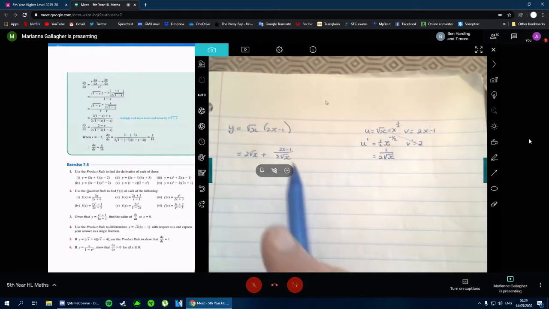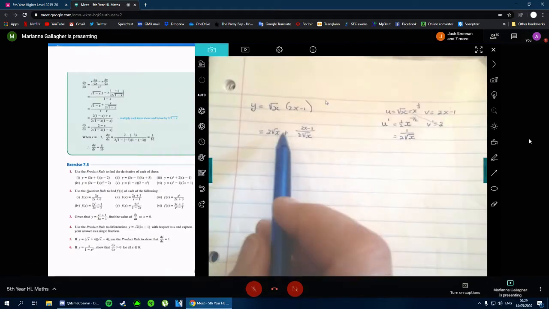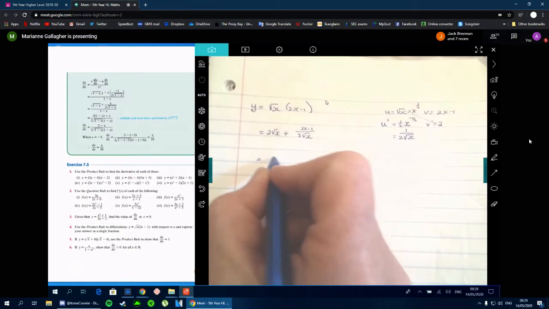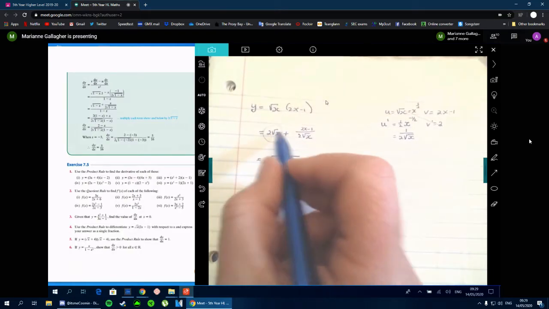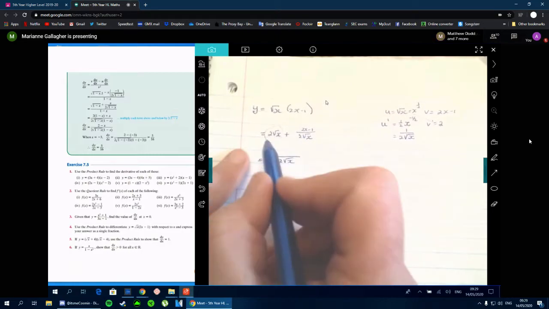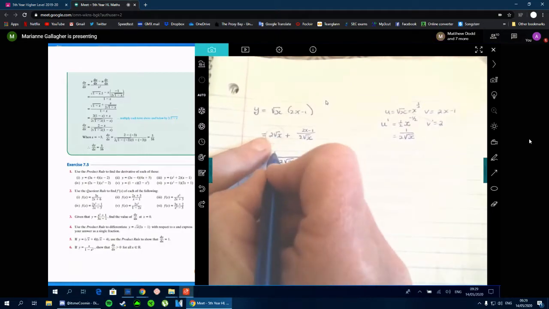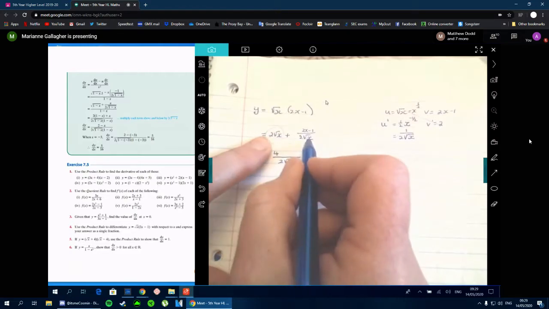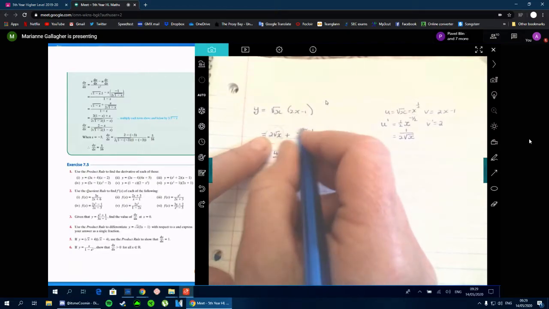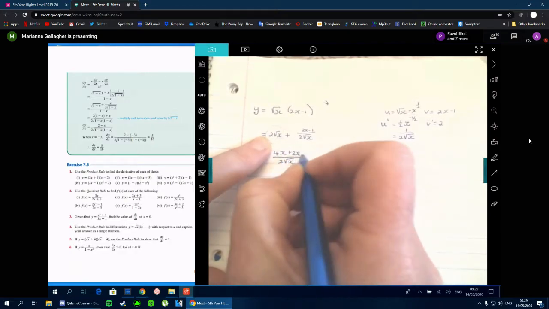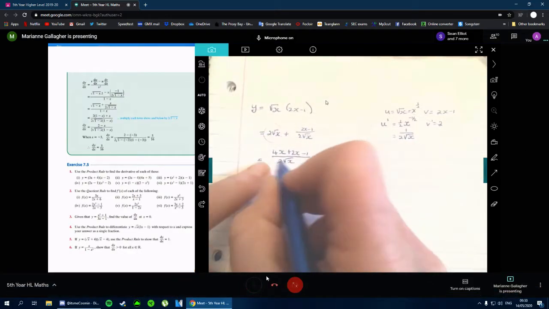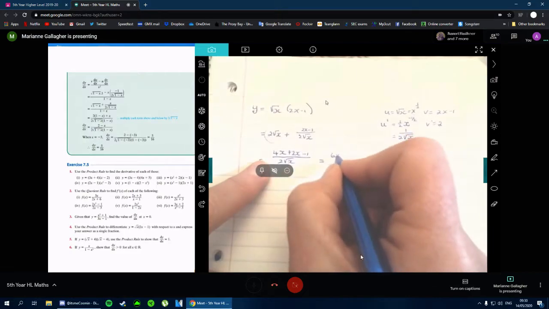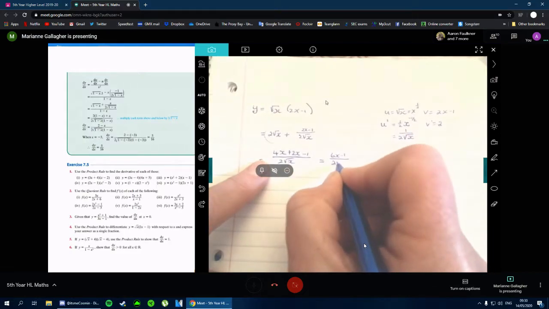And then it says write that as a single fraction, so I need to put it on a common denominator. My denominator is 2 root x. So this first one here has to get multiplied by this. So do the numbers first. 2 by 2 is 4. And root x by root x is x. And then you have another 2x minus 1 as the second fraction. And then you combine those, and you've got 6x minus 1 over 2 root x.